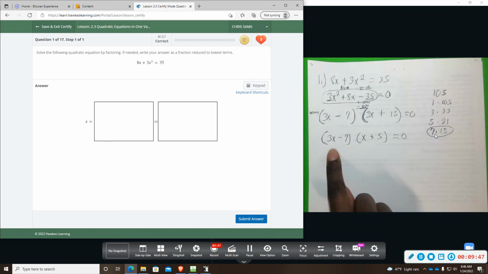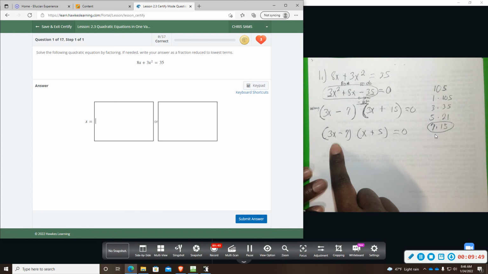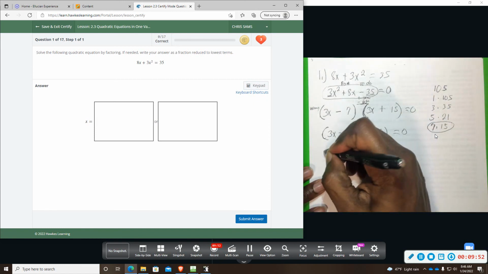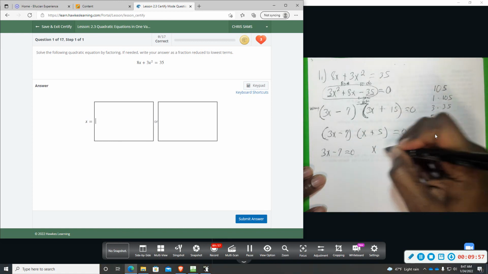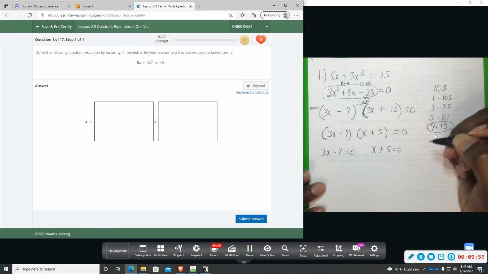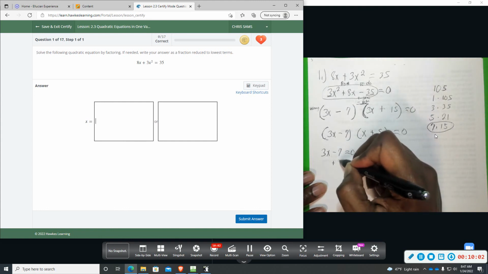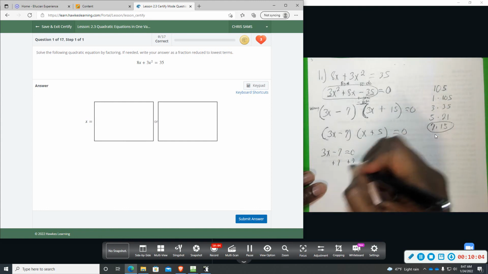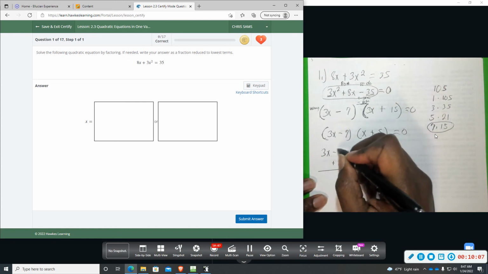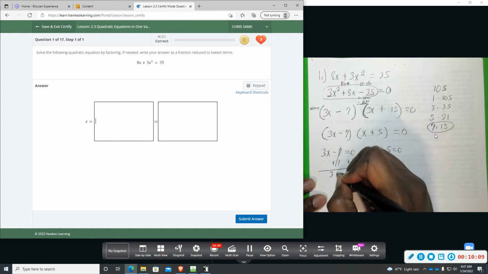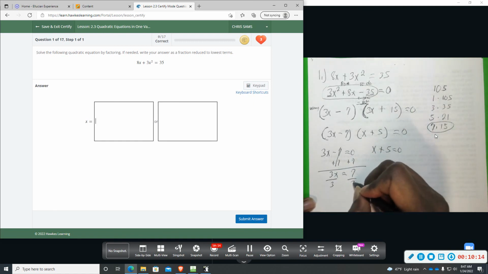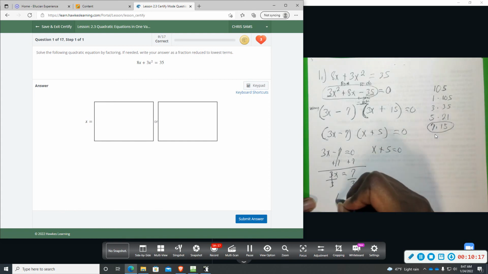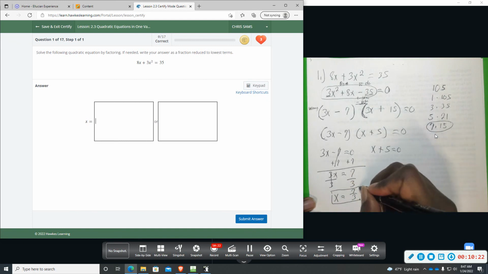The last thing we have to do is solve for x. We're going to set both of these equal to 0 and solve. So we have 3x minus 7 equals 0, and x plus 5 equals 0. We're going to add 7 to both sides of this equal sign. It's going to bring that to 0, bring down 3x equals 7. And then we're going to divide by 3. 3 divided by 3 is 1, and then we have x equals 7 over 3. I'm going to leave it in fraction form, so I don't have to deal with decimals.